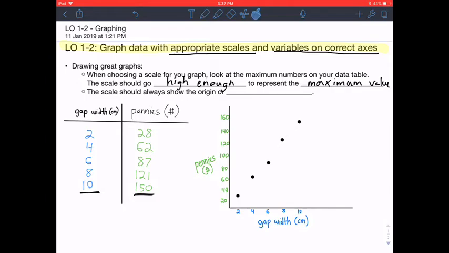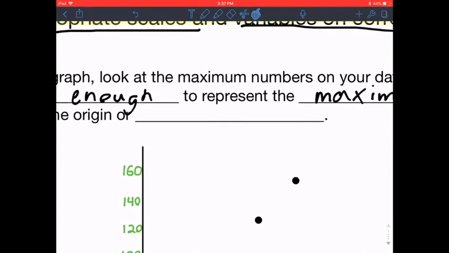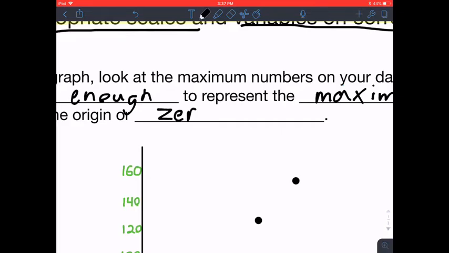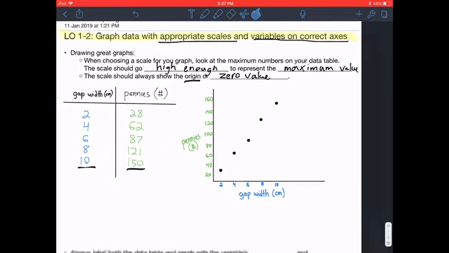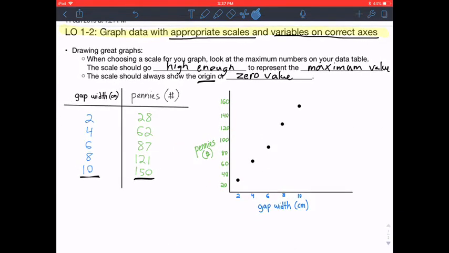Another way to say that is that the scale should always show the origin or the 0 value. Okay, fancy word for that is right here, origin. So you always want to have both of those.